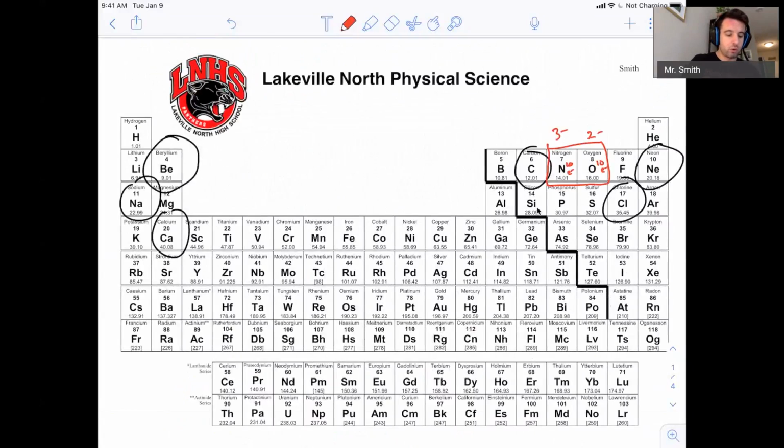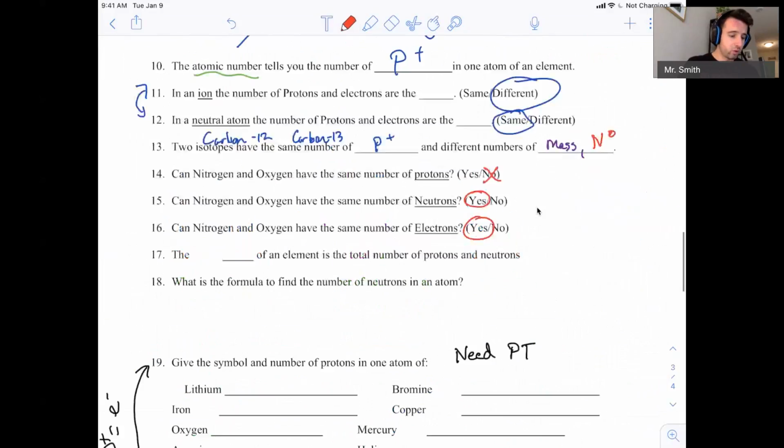Just because they both want to get to the stable neon over there. So yeah, that's one example where they'll both have the same number of electrons. Cool, cool.